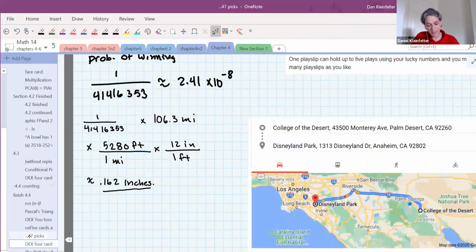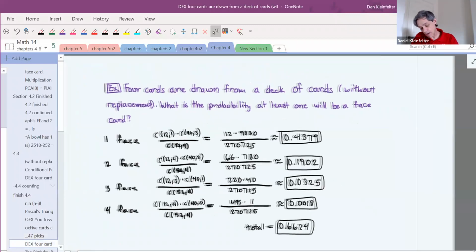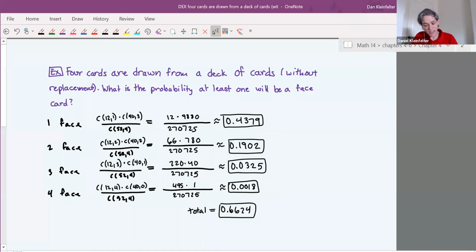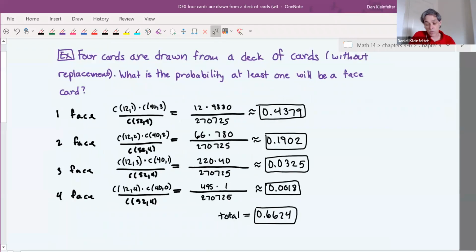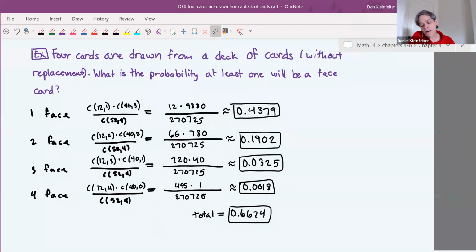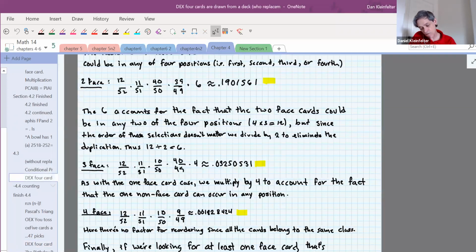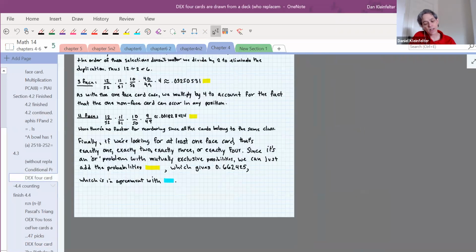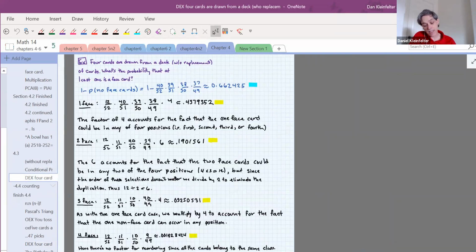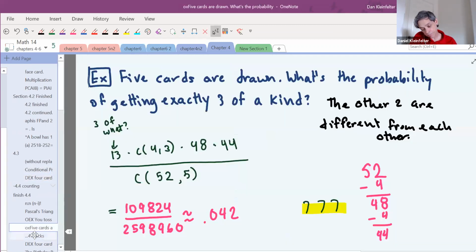Okay, moving on. All right, so this one I've already worked out for us because we've seen this problem twice already, in 2 different ways. So 4 cards are drawn from a deck of cards without replacement. We want to know the probability that at least one will be a face card. We originally saw this problem in the context of the complements rule, and then I also showed you a really long way of working it out directly by counting up each case separately.